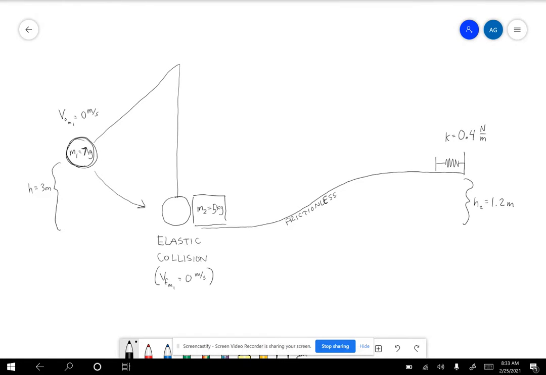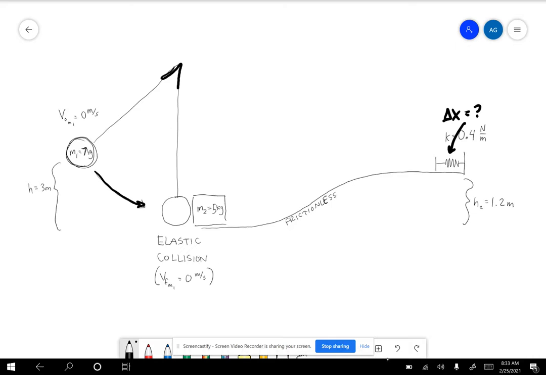So I gave you this mathy question and asked you to determine what is the delta x of this spring over here at the end. Just to revisit, we have a block with a mass of 7 kilograms. Let's just call it a ball. It's clearly not a block. It swings down on a pendulum, creating a perfectly elastic collision with another mass.